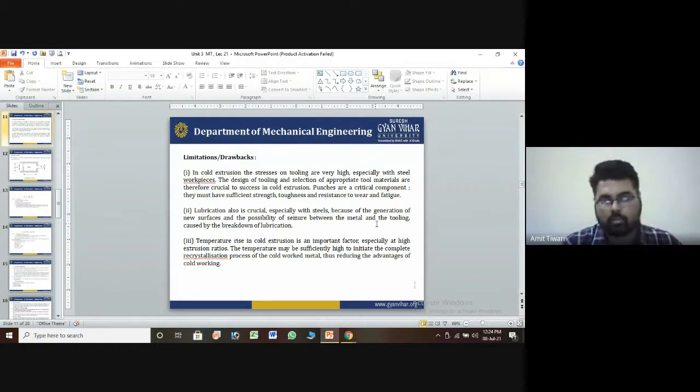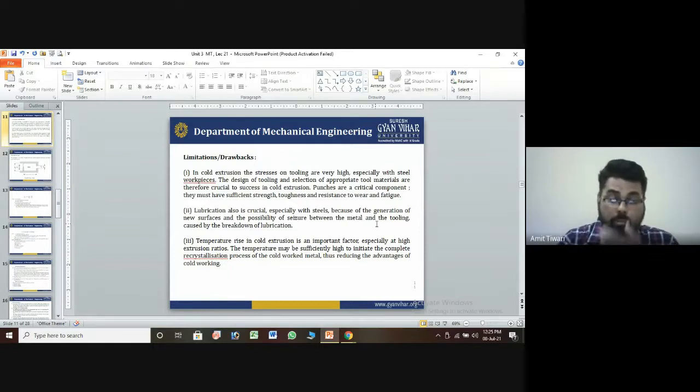The last one is that temperature rise in cold extrusion is an important factor, essentially at a high extrusion rate. So the temperature is increasing. This is not desirable, because in cold extrusion the temperature requirement is low. There is no requirement of rising temperature; if a temperature rise were required, we would not call this cold extrusion. So these are some disadvantages or limitations of the cold extrusion process.